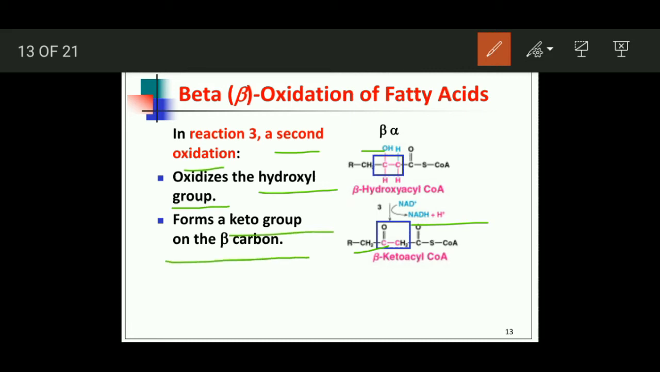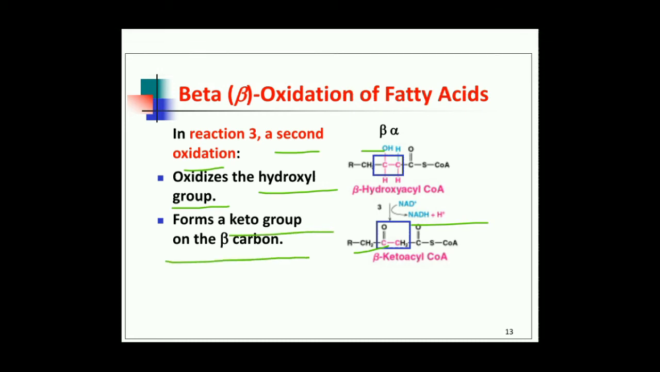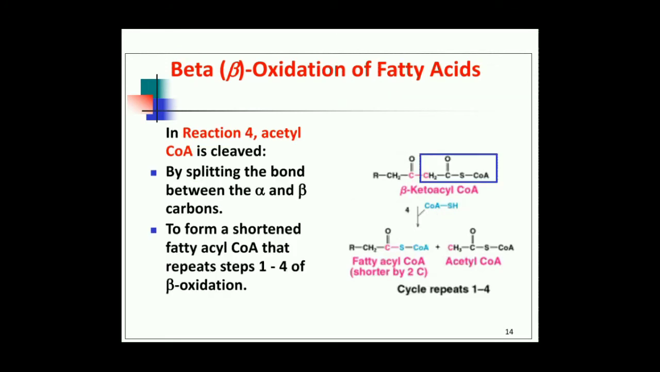Correct guys? This is the idea. Okay, now let's move on. Now the last step is here, in reaction 4. Here you can see the acetyl coenzyme A is cleaved. Now the cleaving will occur between the alpha and beta carbon position.